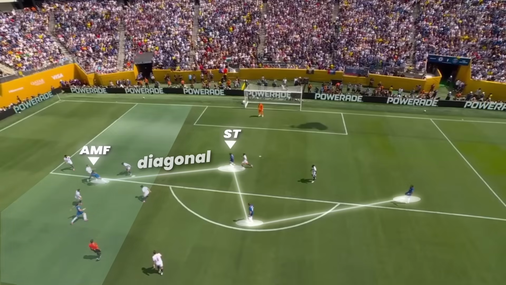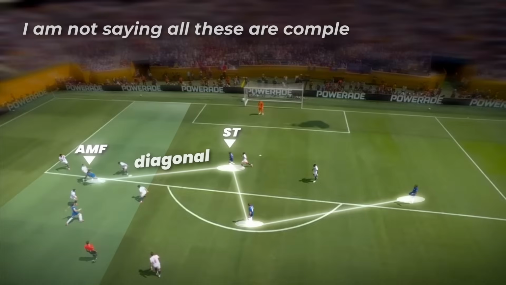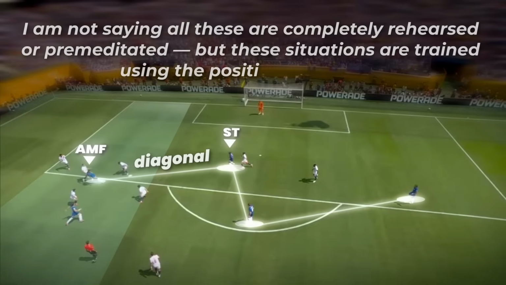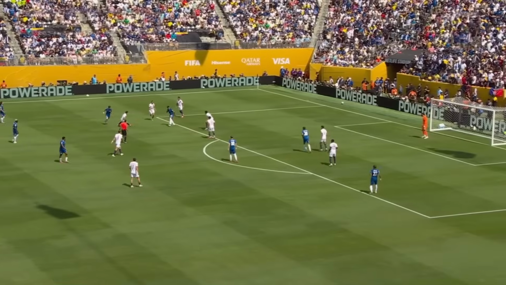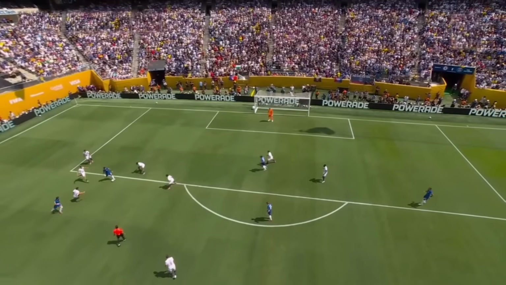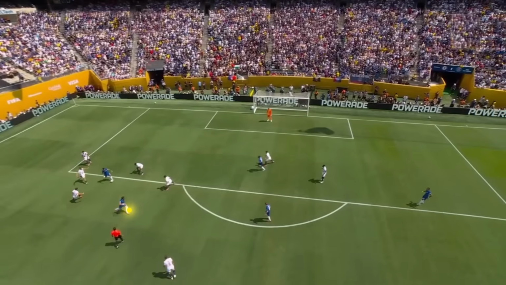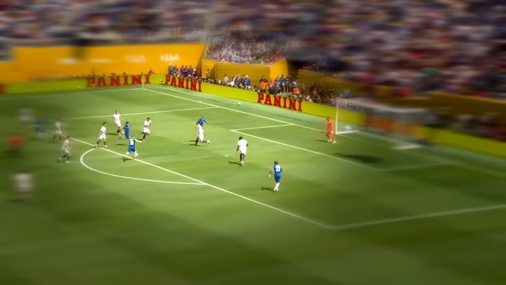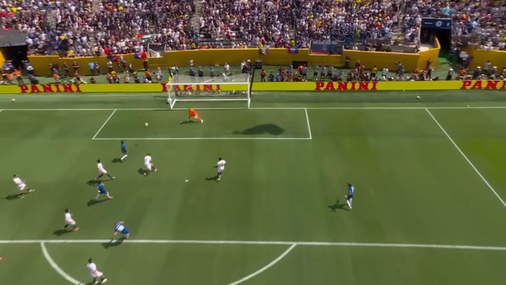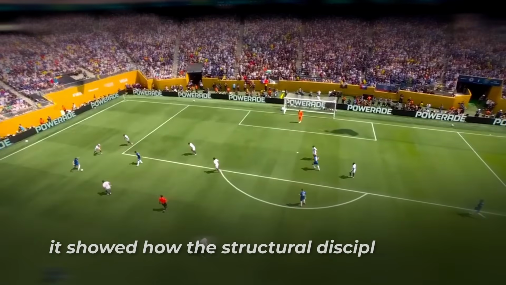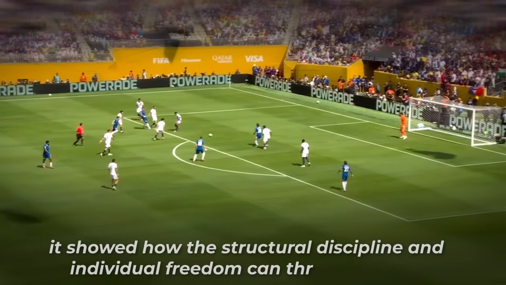I am not saying all these are completely rehearsed, but these situations are trained using the positional structure, and it's up to the player to interpret different game situations. Here Enzo neglected a pass to Neto and instead creatively played Pedro, who made yet another creative decision to set the ball to Palmer. Though the shot was off by margins, it showed how structural discipline and individual freedom can thrive together.